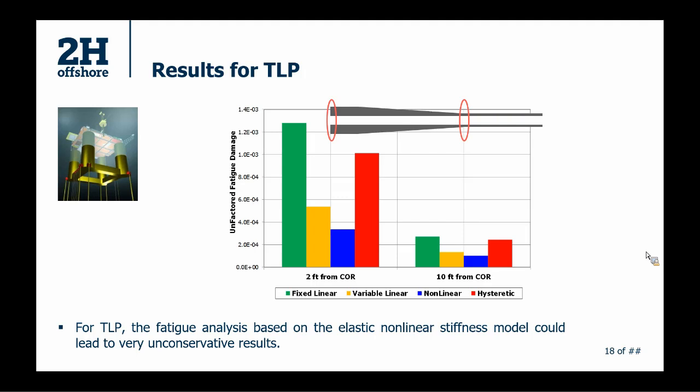This is due to the mean angle effects generated by the large TLP offsets. In this case, if the fatigue analysis is based on the elastic nonlinear stiffness method, which is the blue curve on this plot, it could lead to very unconservative results. This confirms what we learned from model evaluation, that mean angle can make significant impact on fatigue results for different modeling methods.